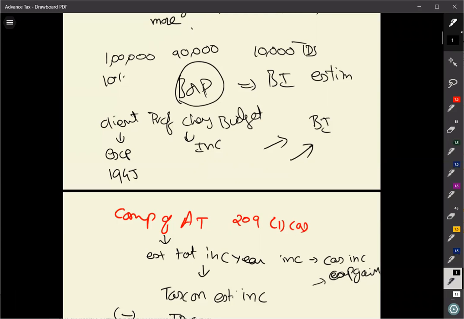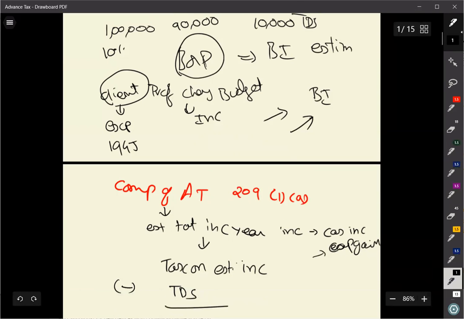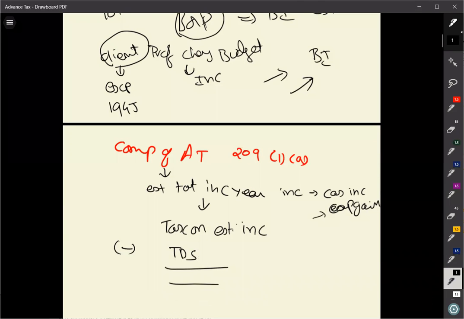Do I need to pay this again to the government? No, I need not pay. Already, my client has paid to the government on behalf of me. So what I will do? I will calculate my income. From that income, I will compute the tax. Already this amount is paid, so I will reduce that. The balance, if any, has to be paid.